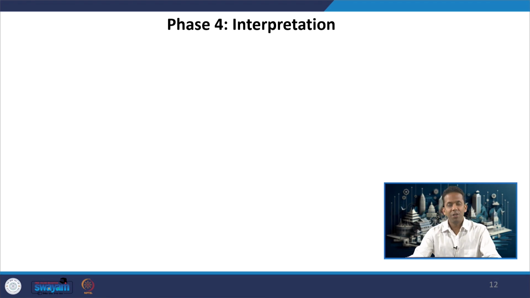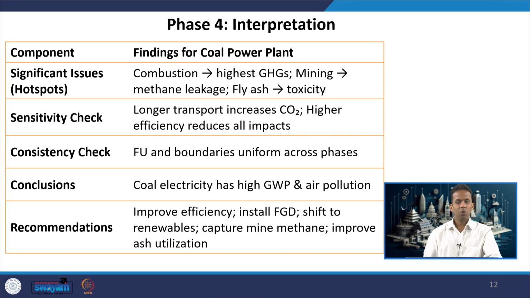The final stage is the interpretation. Interpretation is basically analyzing the results obtained from life cycle inventory and life cycle impact assessment. In this case, the findings for the coal power plant are summarized here under different types of interpretations. The first: because of life cycle assessment, we can find what the hotspots are, or what the important issues are that need to be highlighted first.